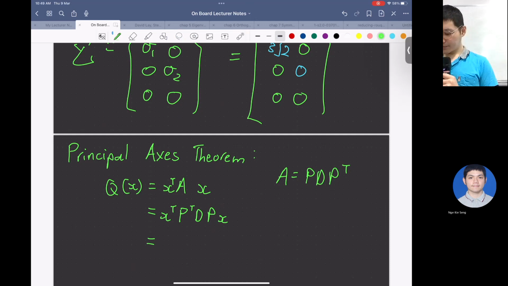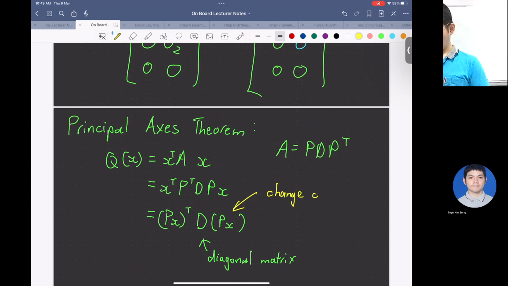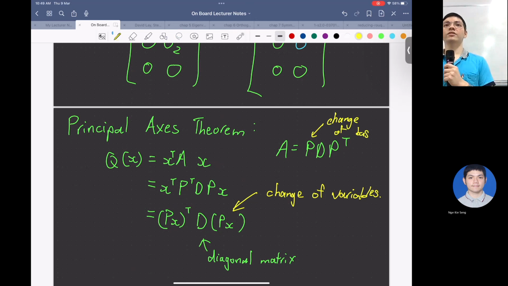Then we can write it like this, and like this. So this is a diagonal matrix, and this part is called the change of variable. This P here, you remember last time we always said change of basis. If you apply the change of basis to the variable, you change the coordinate. It's still a coordinate, but you change the coordinate.